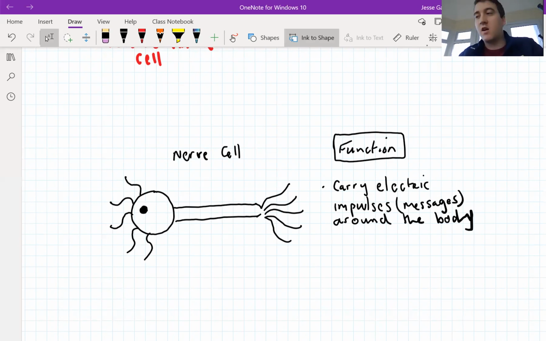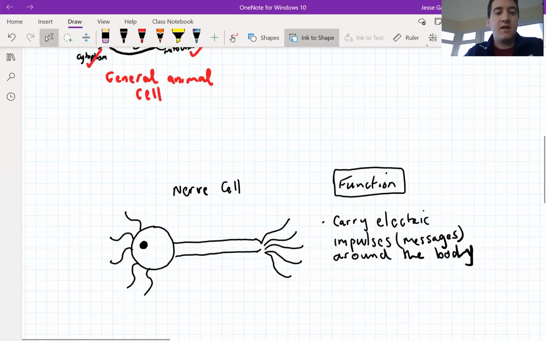So your nerve cells are what carry the messages to your brain and back to your muscles to help you move your hand really quickly, or to help make your body move. So that's what the function of the nerve cell is, the job. They carry electrical messages around the body. Now, what features do they have?